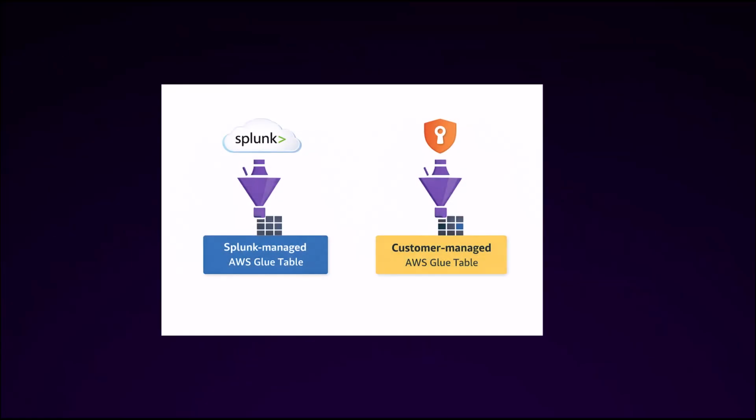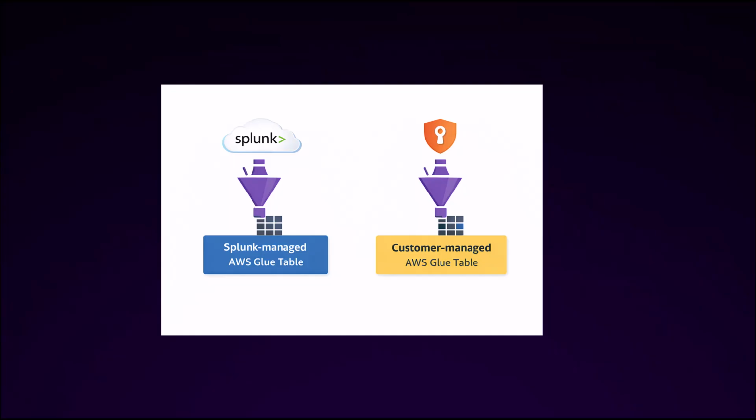There are two types of AWS Glue tables, Splunk Managed and Customer Managed. Splunk Managed Glue tables are created and maintained by Splunk to provide immediate access to common AWS data sources like CloudTrail and VPC flow logs. They follow AWS best practices, are automatically structured for federated search, and require minimal setup, allowing you to start querying AWS telemetry quickly and consistently.